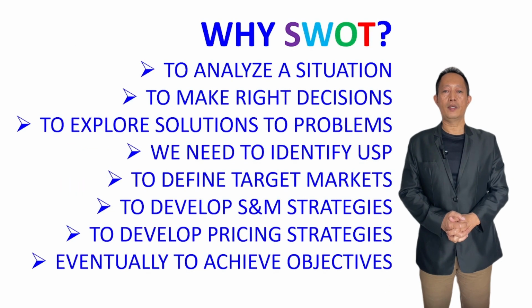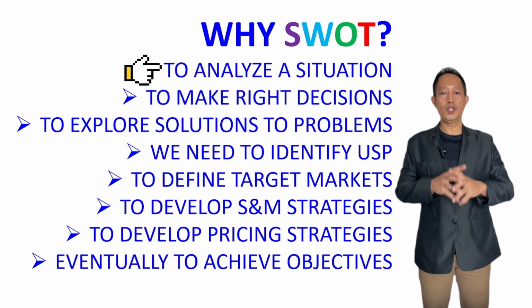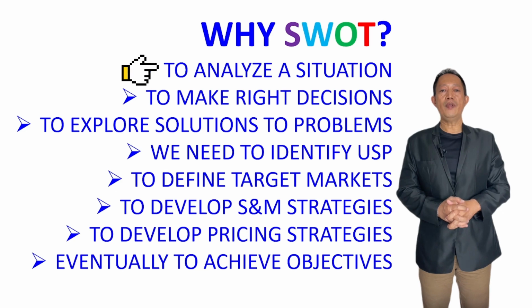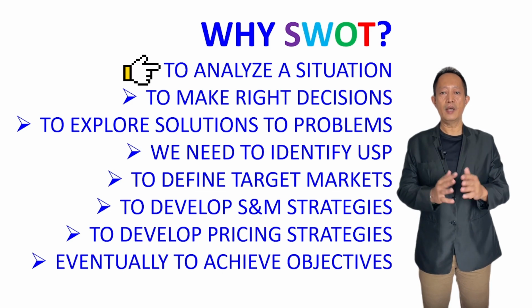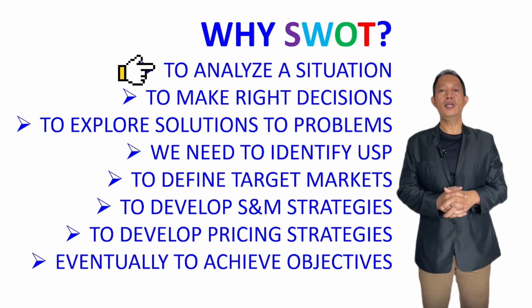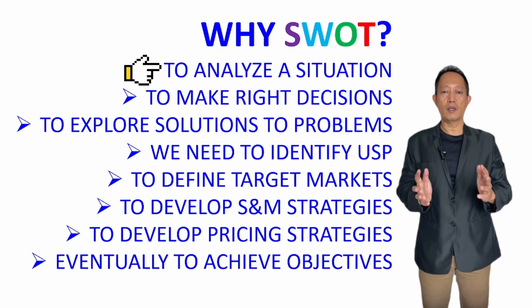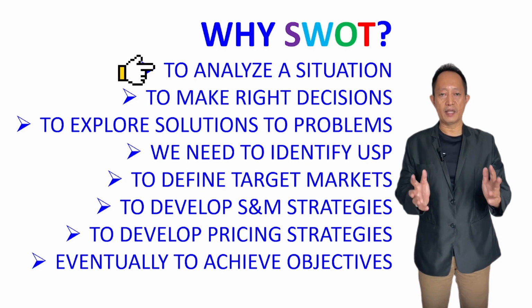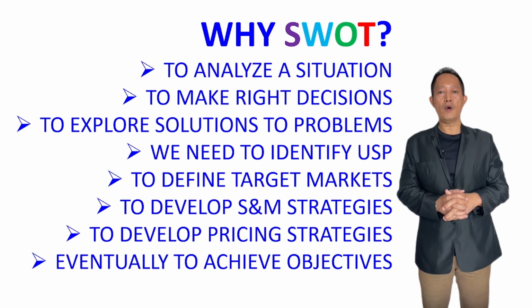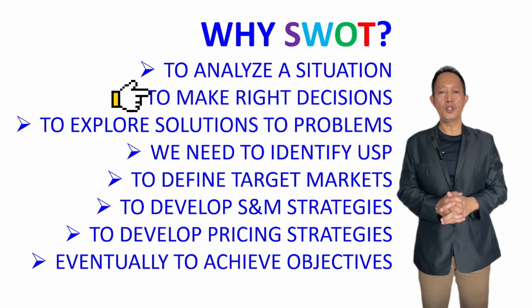Why do we do SWOT? First of all, it is to analyze a situation. When we have a situation, it helps us to categorize it as a positive factor, negative factor, internal factor, external factor, so that we can see the situation better. Another reason we do SWOT is to make the right decision.